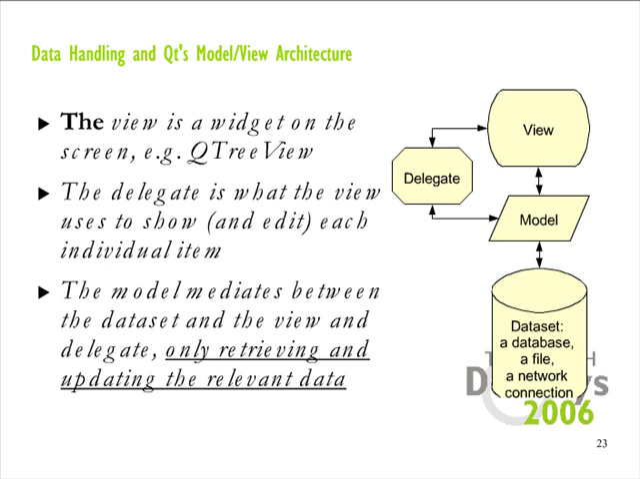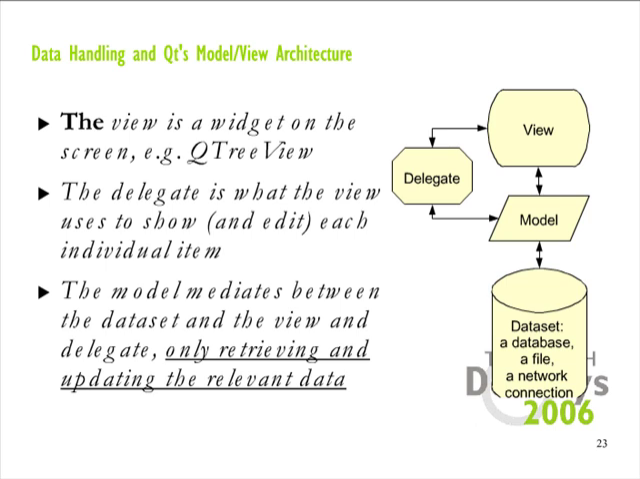That's one benefit. Another benefit of model view is that the model only retrieves and writes back the data it actually needs. So if you've got millions of records, the model is not going to ask you for millions of records because that's not going to fit on your screen. It will ask for what is actually displayable and what is actually requested.